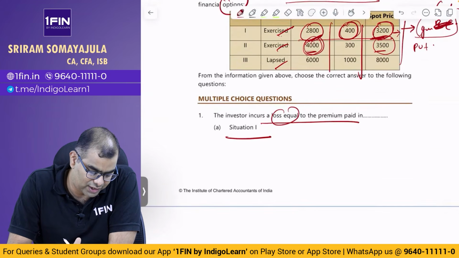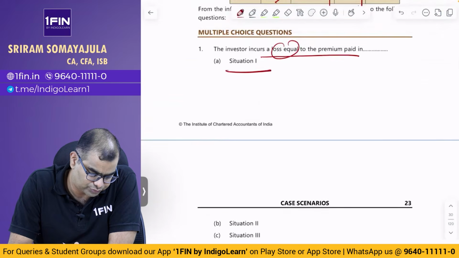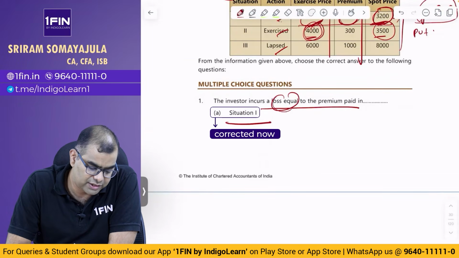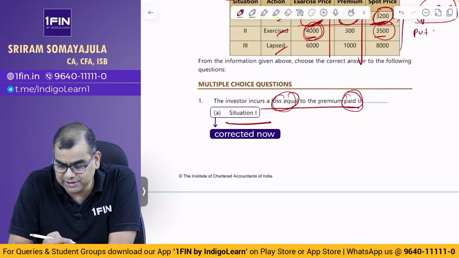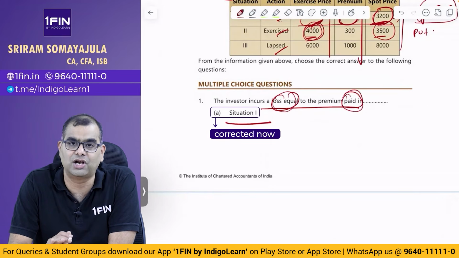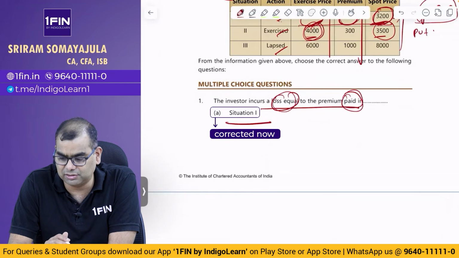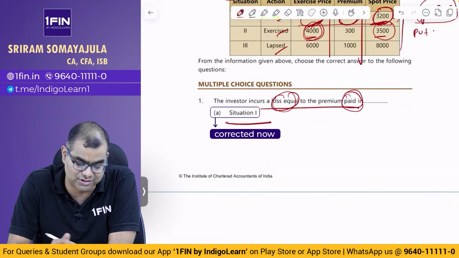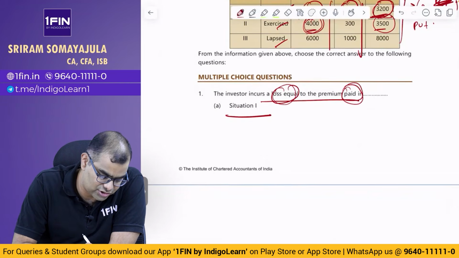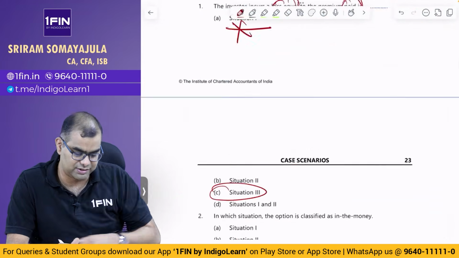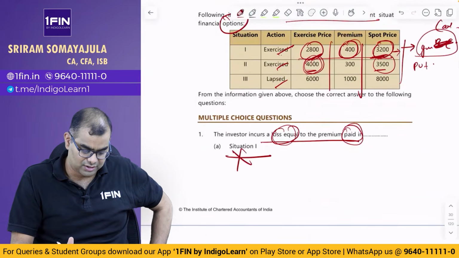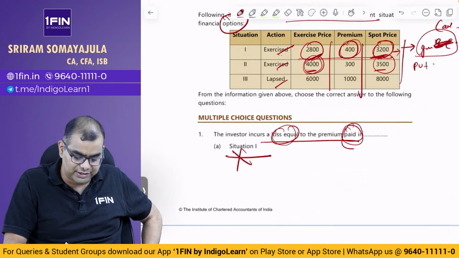Now, in question 1, I think I made a mistake. Loss equal to premium paid. So, they are saying premium paid, not premium received. I misread it as premium received. Somebody has paid a premium and that is the loss. Meaning, they have not exercised. Meaning, it is lapsed. Meaning, it is option 3. It is not situation 1. It is actually situation 3. My mistake. I realized it only when I saw the answer and I reread the question.